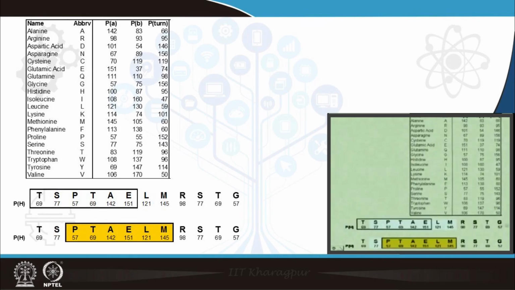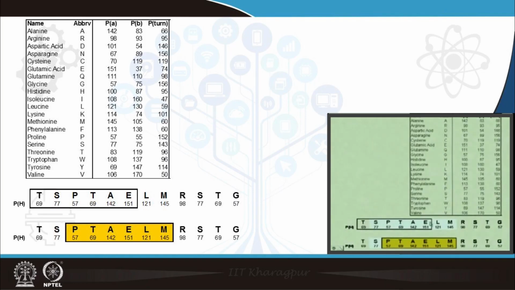And this is our sequence. Okay? So what do I have? I have my T, S, P, T, A, E. What have I put in here? I have put in values. S is 77. T is supposed to be 83, but it's 69 here, which I don't know why. Anyway, so what we have is our threonine, serine, proline, and so on and so forth.